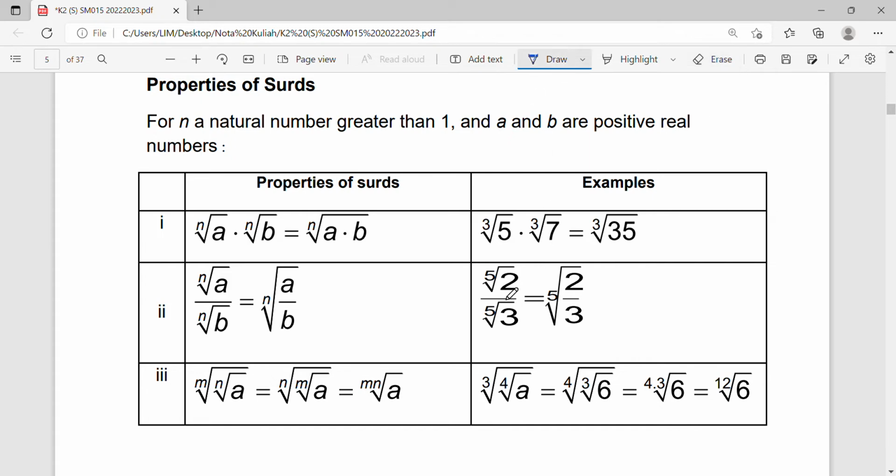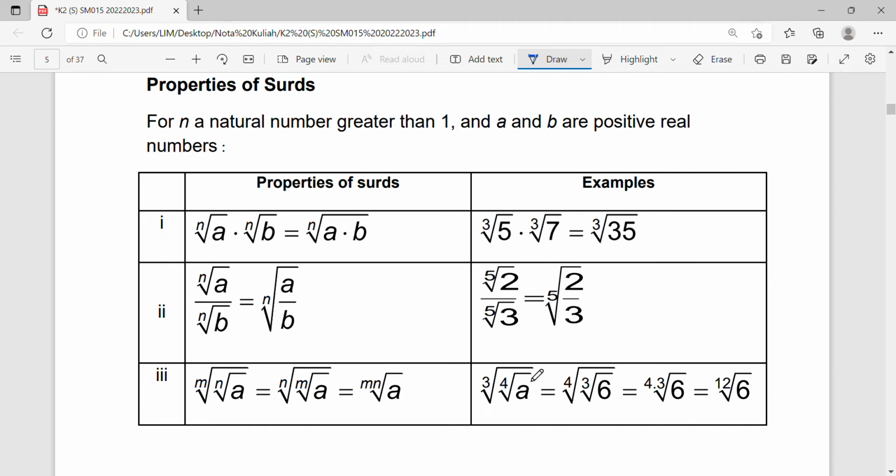So when we're doing division, like fifth root of 2 divided by fifth root of 3, we can put them together in the same root here. So this is fifth root of 2 over 3. So we can see the properties more clearly using examples.